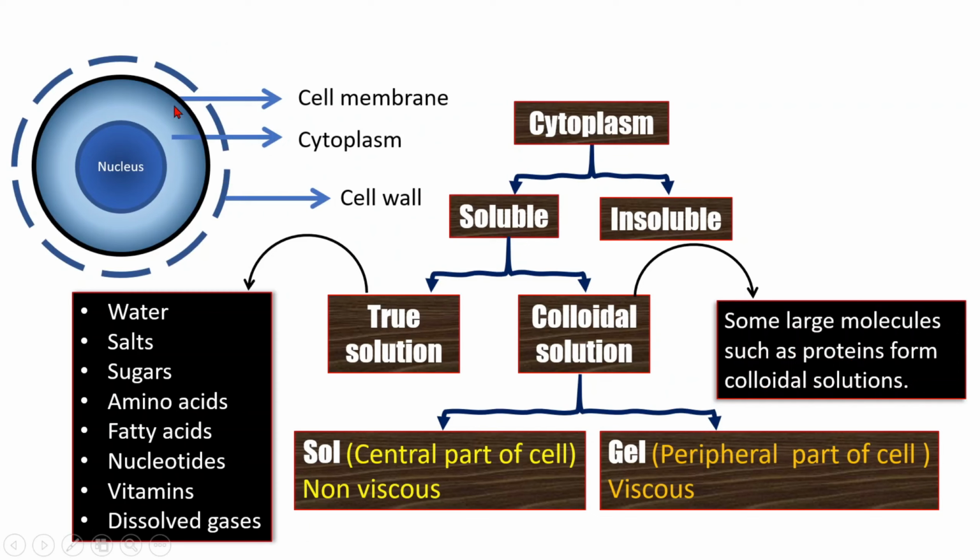You can see here that the part of the cytoplasm that is near to the cell membrane or nuclear membrane are more viscous and thick, called gel, and that is toward the nuclear membrane is called a sol. Now let's discuss the functions of cytoplasm.